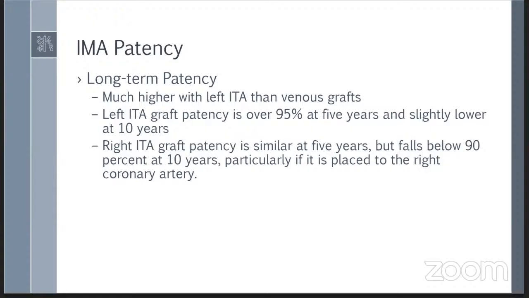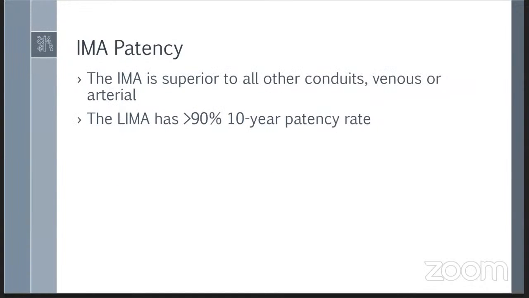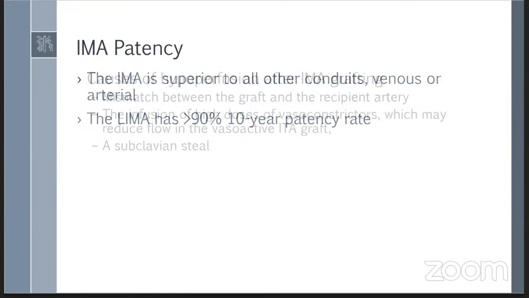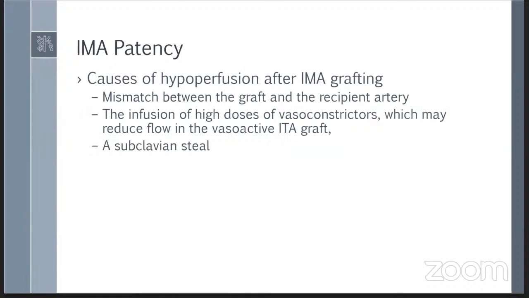You will notice that in the right coronary artery, the threshold for stenosis to use an arterial graft is higher than the left. That's because the right coronary artery is larger than the left coronary artery, which makes the risk of competitive flow higher. The internal mammary artery is superior to all other conduits, whether venous or arterial. The LIMA has more than 90% patency over 10 years.